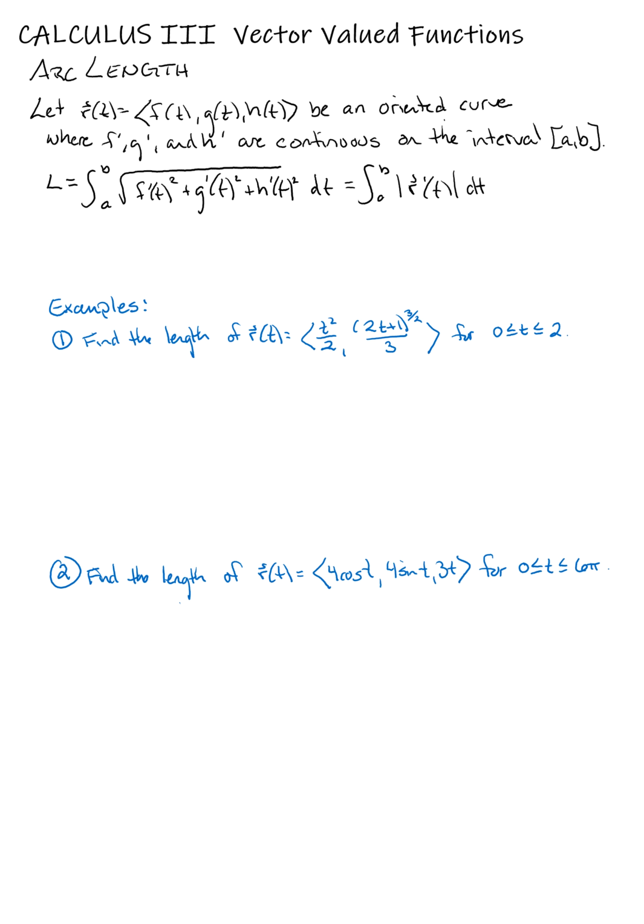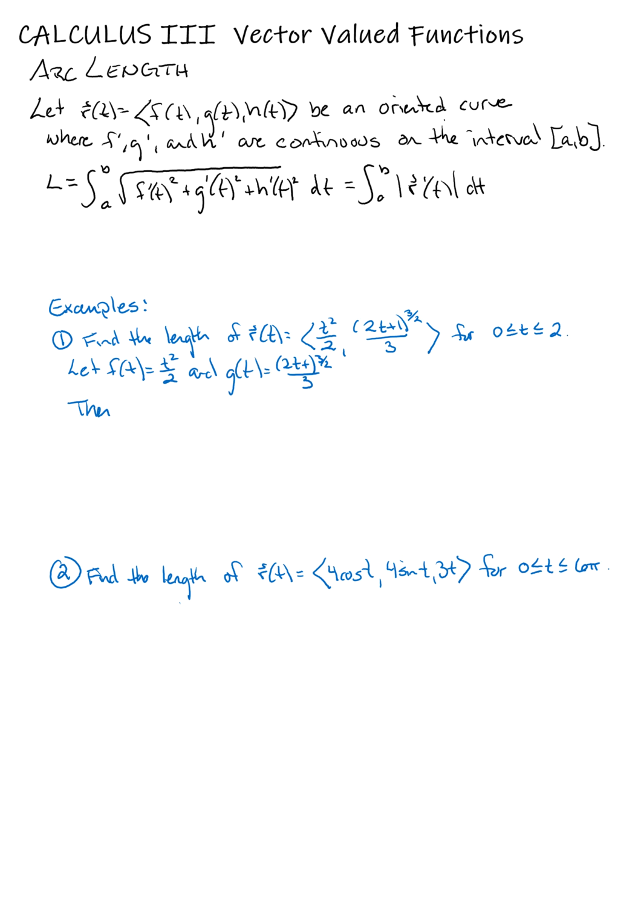Let's take a look at some examples. To begin with, let's find the length of r of t defined by t squared over 2 for the first component and (2t plus 1) to the 3/2 over 3 for the second component, and we'll look at this over the interval from 0 to 2. Well, let's see. First off, we will go ahead and give our components their names. f of t is t squared over 2, and g of t is (2t plus 1) to the 3/2 over 3.